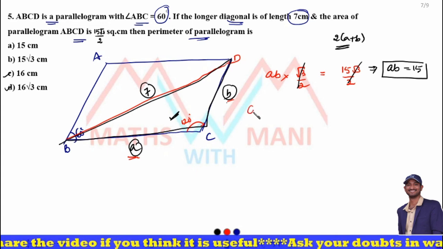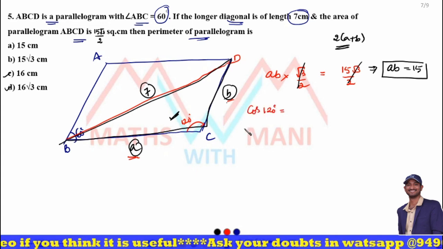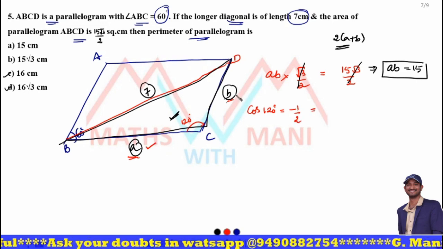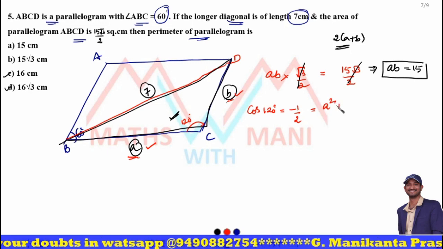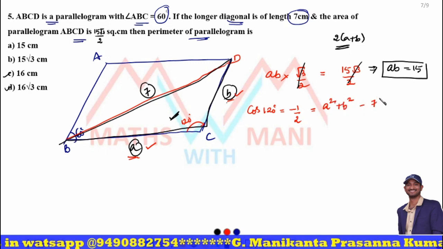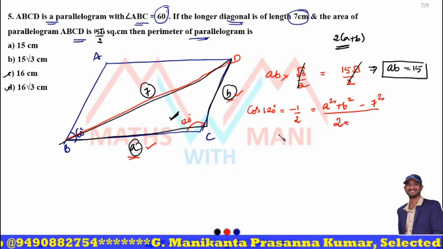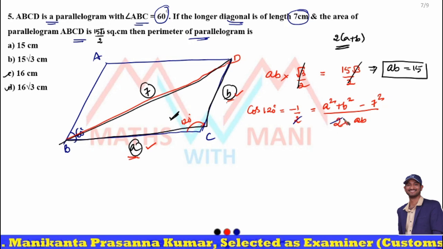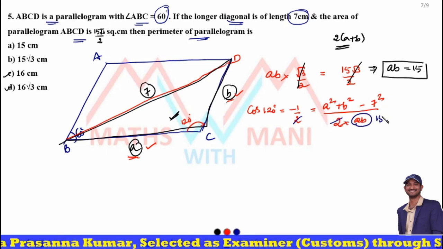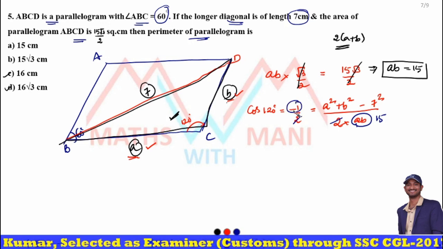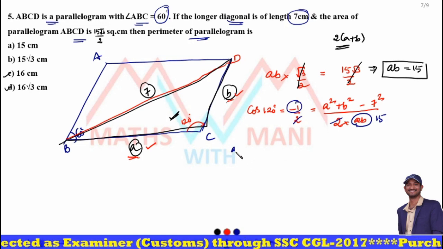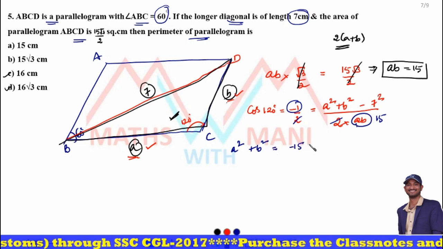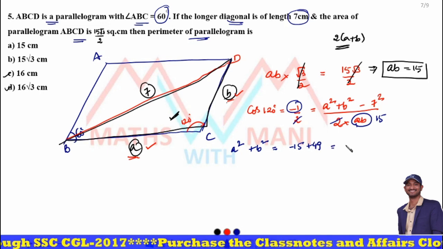You have cos 120 is equal to, what is the value of cos 120? Minus 1 by 2, which is equal to the sum of the squares of the adjacent sides, that is A square plus B square minus 7 square, by 2 into the product of the adjacent sides AB. Yes, so 2 cancels, and what is the value of AB? It is 15. So minus 1 into 15 is minus 15. So what is the value of A square plus B square? It is equal to minus 15 plus 49, that is equal to 34.